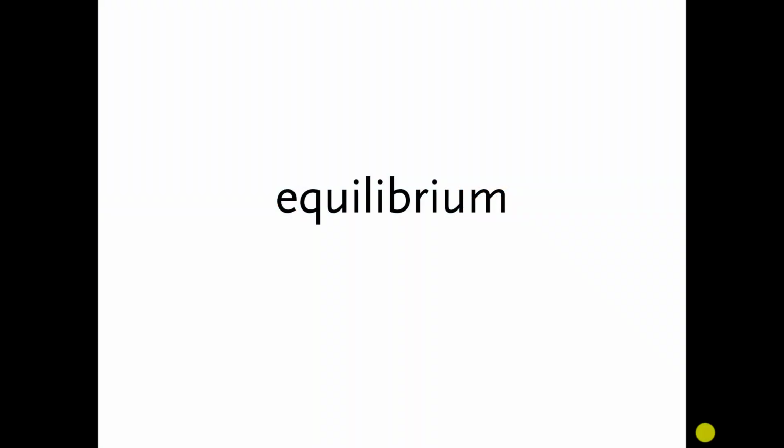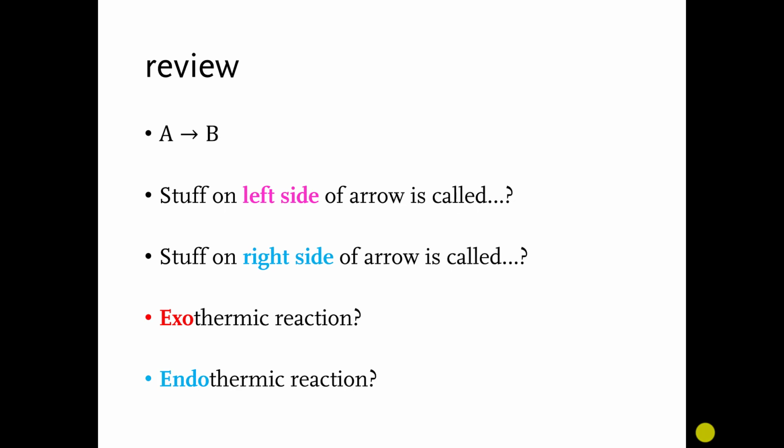Alright, in this collection of videos we're going to talk about something called equilibrium. To understand equilibrium you have to have a certain amount of background knowledge. This slide is supposed to help you get some of that background knowledge. This is just some pretend reaction. Chemical A turns into chemical B.